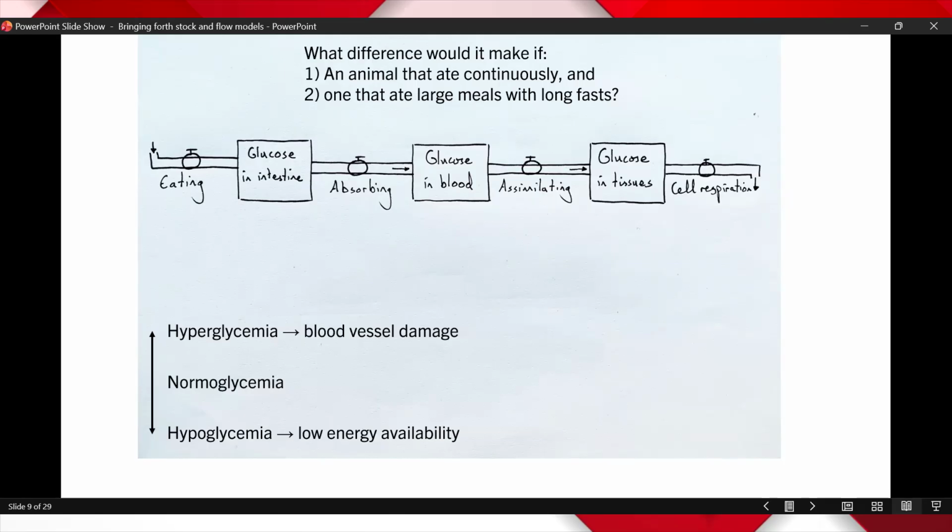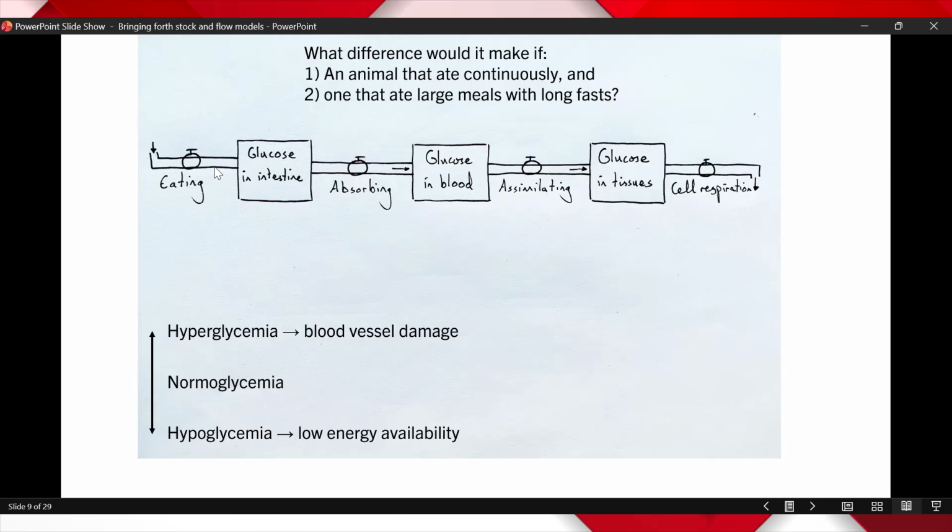This is a very simple one because it's linear. And they talk in pairs, we discuss again. So like, again, I'm not holding their attention. I'm not just telling them. They're having to choose. And by making choices, that's how I prompt them to create the model themselves. They're making choices. In this case, an animal that ate continuously, one with large fasts.